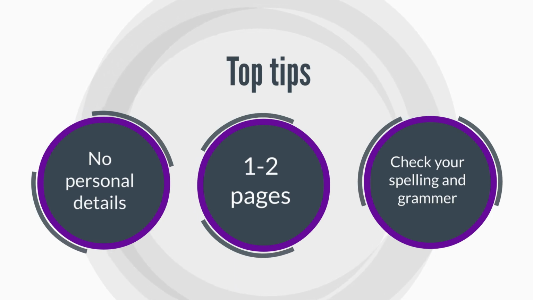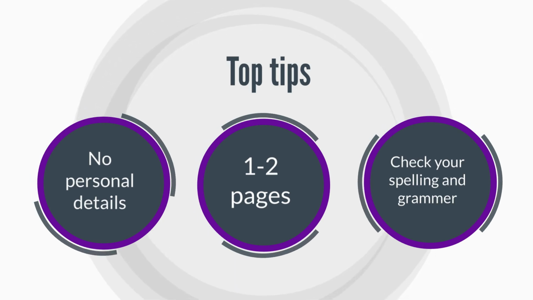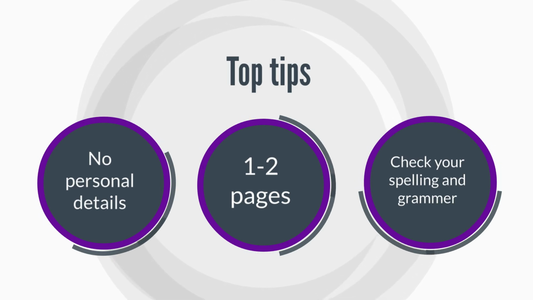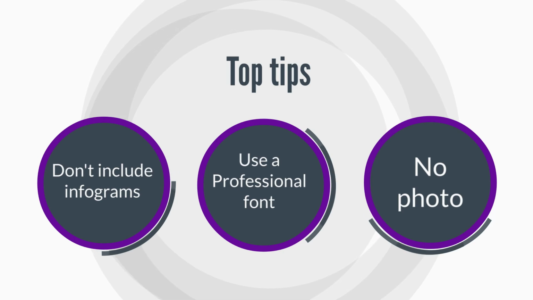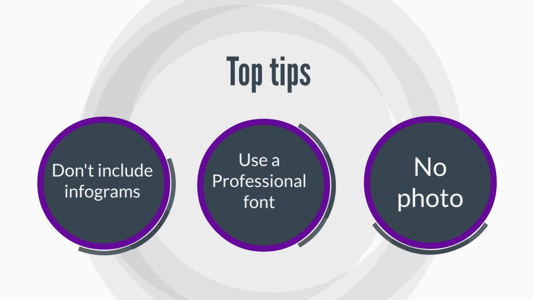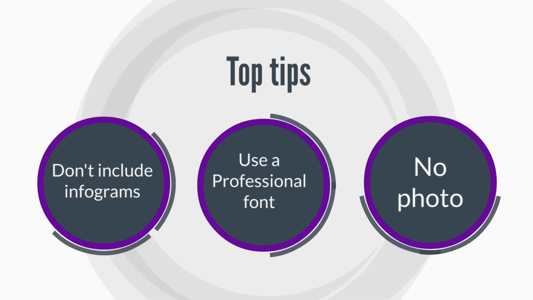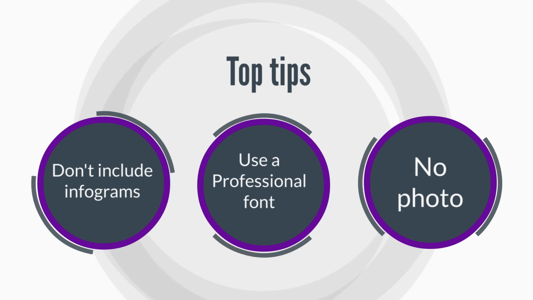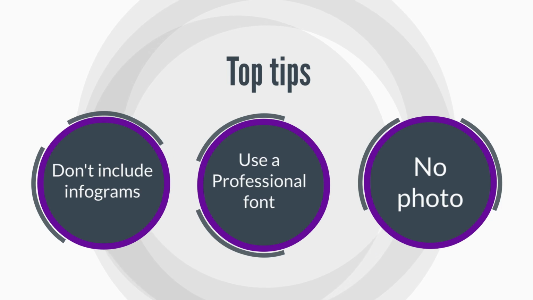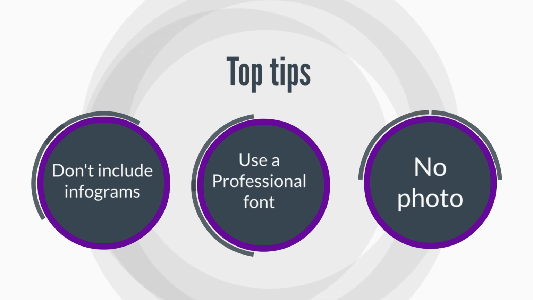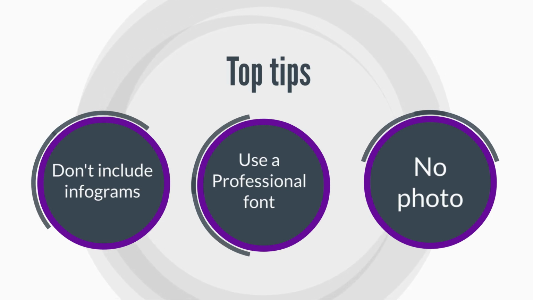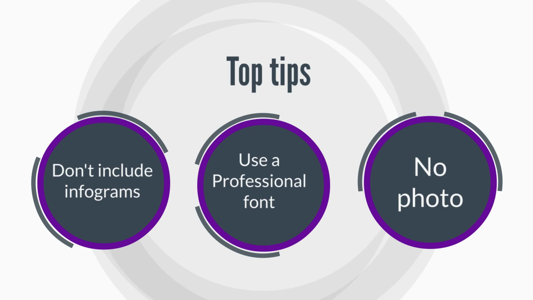Check that your spell checker is in British English, as American English can make it seem like you've got spelling mistakes to a UK reader. Don't include infographics in your CV. They don't quantify your achievements or provide evidence for the skills that you say you have. Ensure you use a professional font such as Times New Roman or Arial, and don't put it any smaller than a size 11. You don't want it to look too cramped. There is no need to include a photo on your CV.